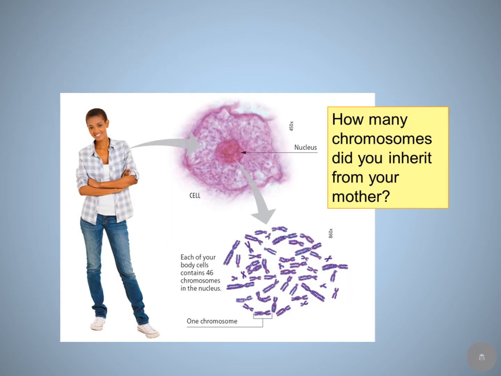So how many chromosomes did you inherit from your mother? So if you remember that each of your body cells contains 46 chromosomes, what happens in the process of reproduction is you inherit exactly half from your mom and half from your dad. So how many chromosomes would you get from your mom? We should have gotten 23 chromosomes from mom and 23 chromosomes from dad, because that makes the magic number of 46, which is what we should find in all of your chromosomes in your body.